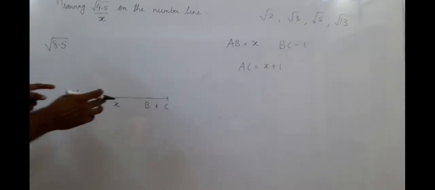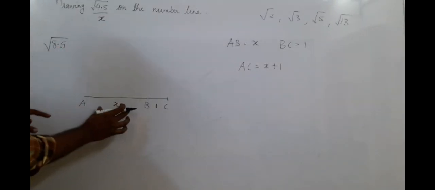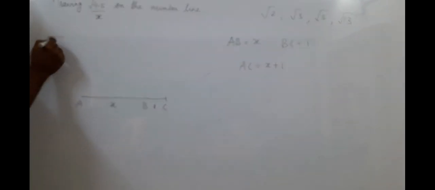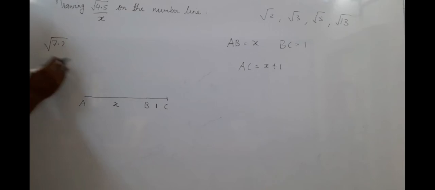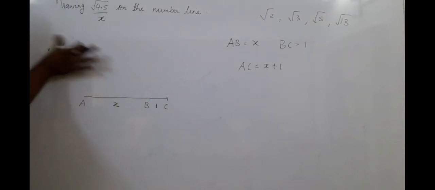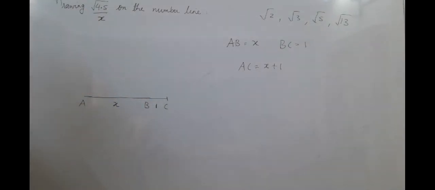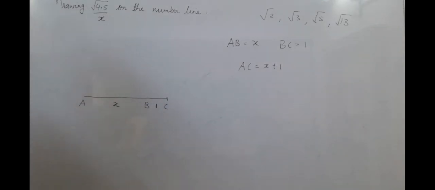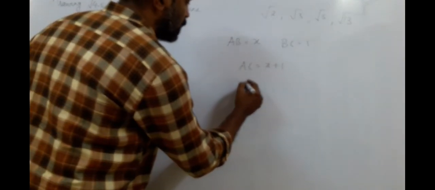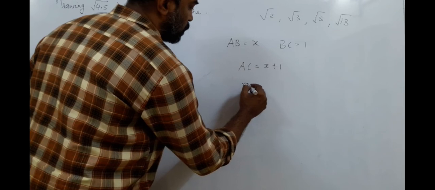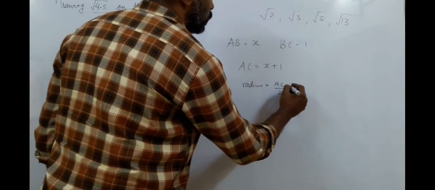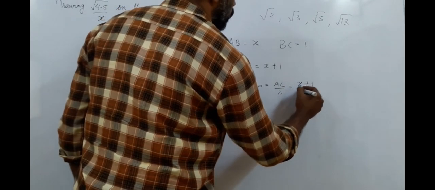Clear till here? So if you want to draw 8.5, then 8.5 plus 1 will become 9.5. If I was drawing 7.2, then 7.2 plus 1 was 8.2. So whatever you want to draw, we take that x plus 1. Now I want to draw a semicircle with AC as the diameter. So if AC is the diameter, what is the radius? The radius is half of the diameter. So AC upon 2, let me call it x plus 1 upon 2.